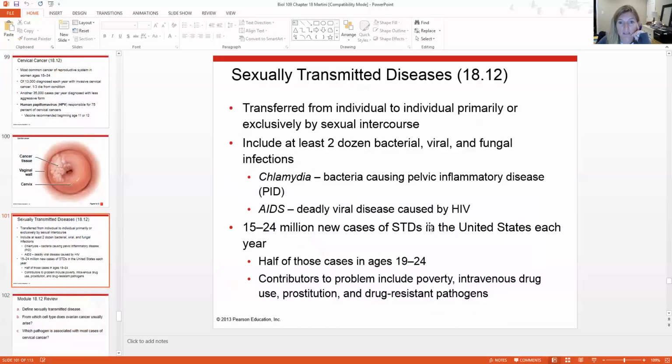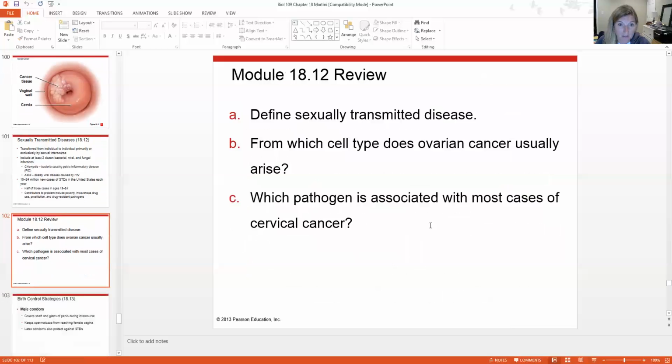Sexually transmitted diseases are transferred from individual to individual through sexual intercourse or sexual activity. There's dozens of bacterial, viral, and fungal infections, including chlamydia and AIDS. 15 to 24 million new cases of STDs occur in the United States each year. Half of those cases are in between the ages of 19 and 24. Be careful, guys. Contributors to the problem include poverty, intravenous drug use, prostitution, and drug-resistant pathogens.